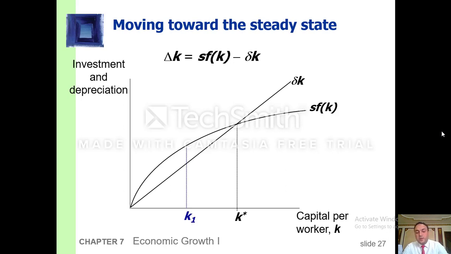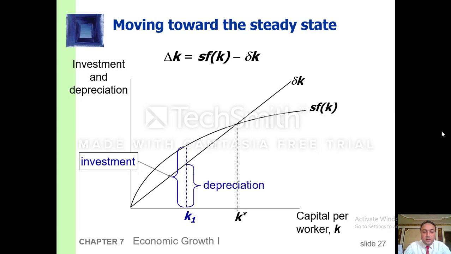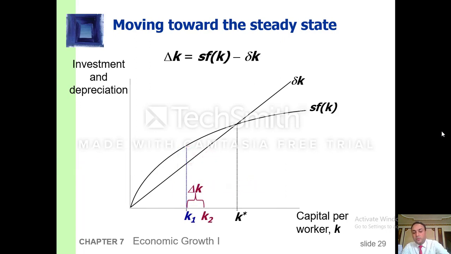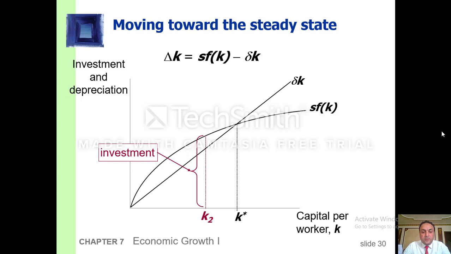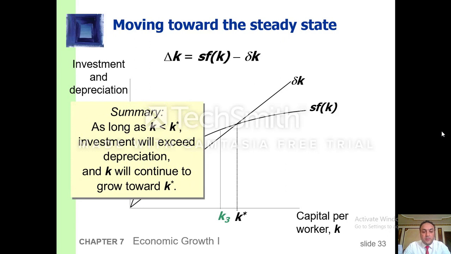So if we have here K1, this is this amount of the investment here, and this amount is the depreciation. So the investment is more than the depreciation, and this amount is the delta K, or the change in the capital. If we move to K2, we can see the difference. This is the amount of the investment and this is depreciation. We can see the change in capital is smaller.